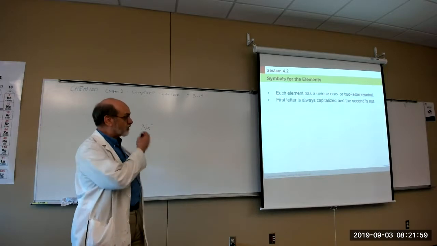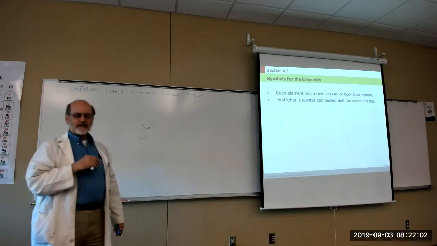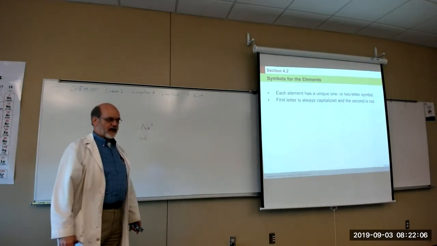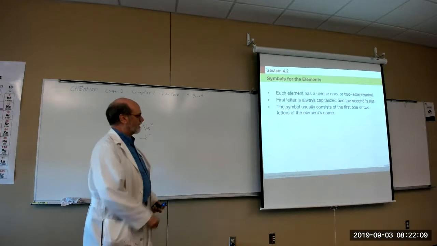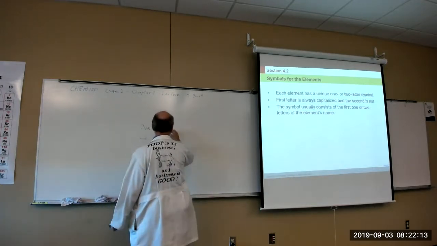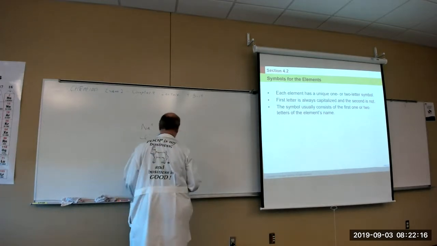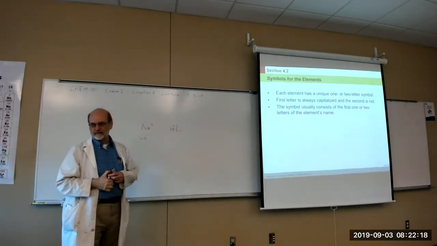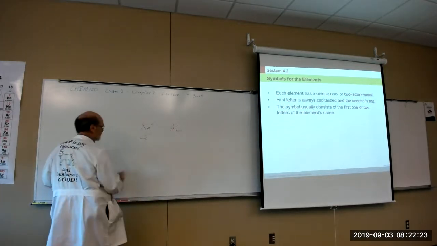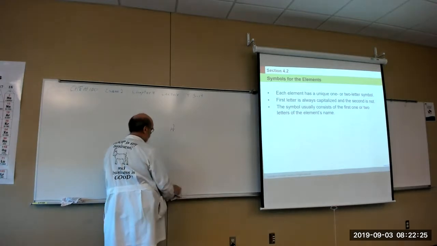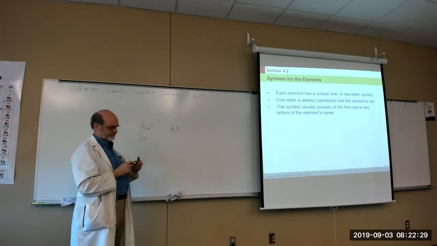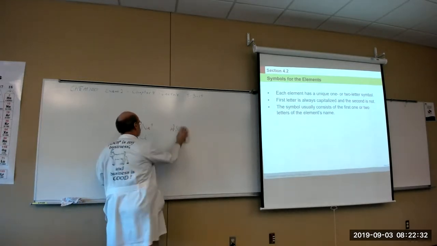I mentioned those before. Each element has a unique symbol. First letter is always capitalized. In other words, if we say, I want to write aluminum, that's not aluminum. That's Alabama. Okay. It needs to be one capital and one small. Okay.